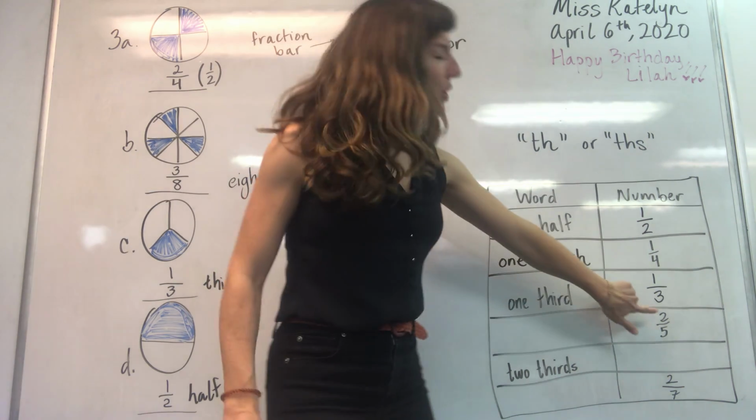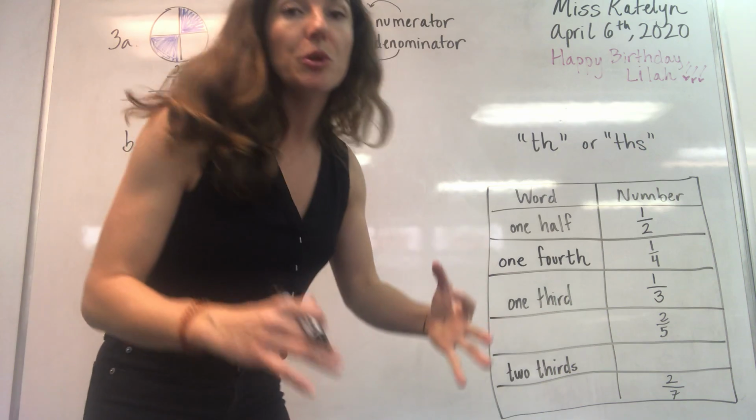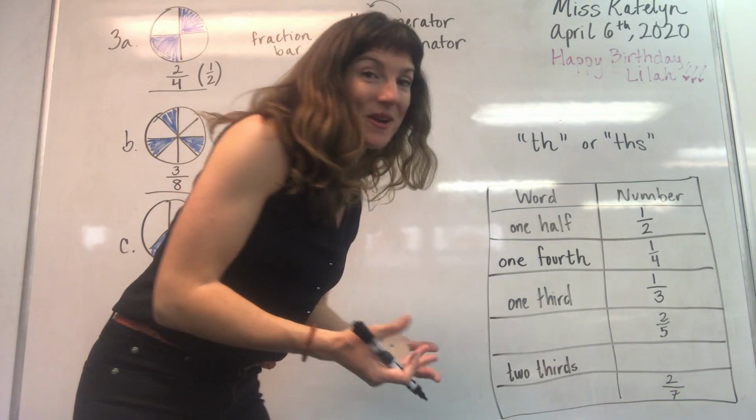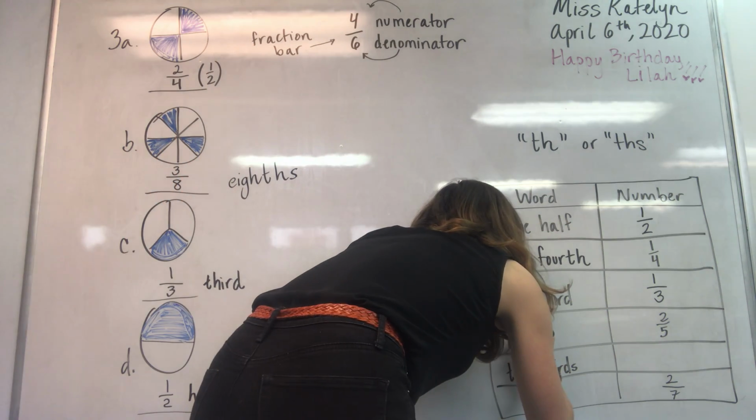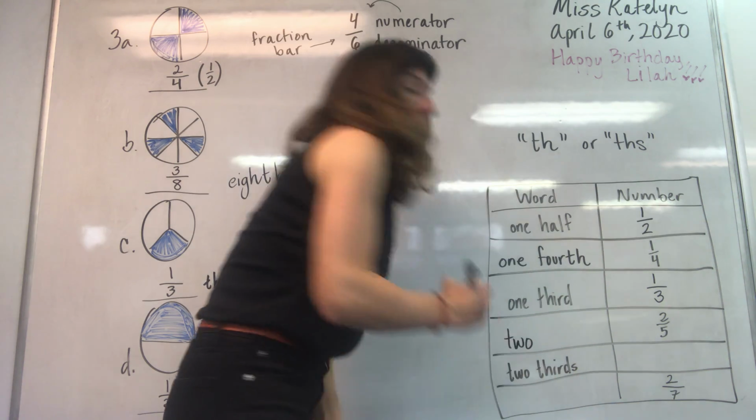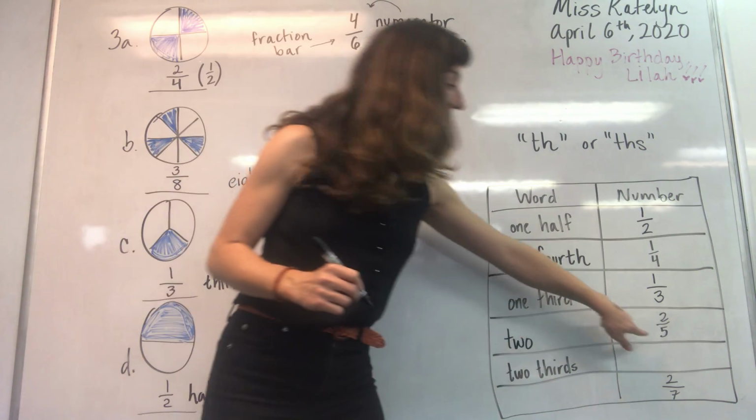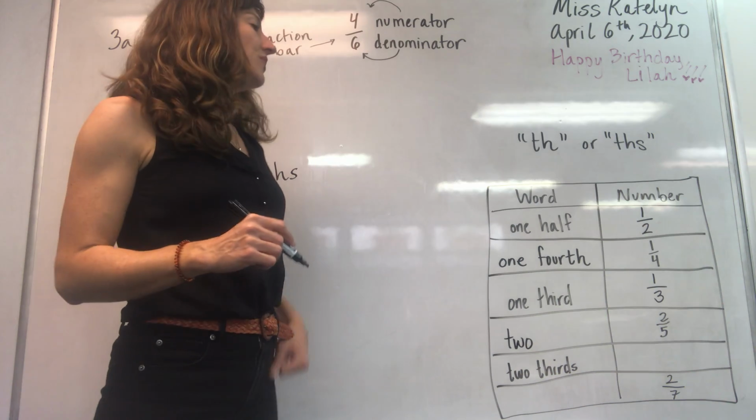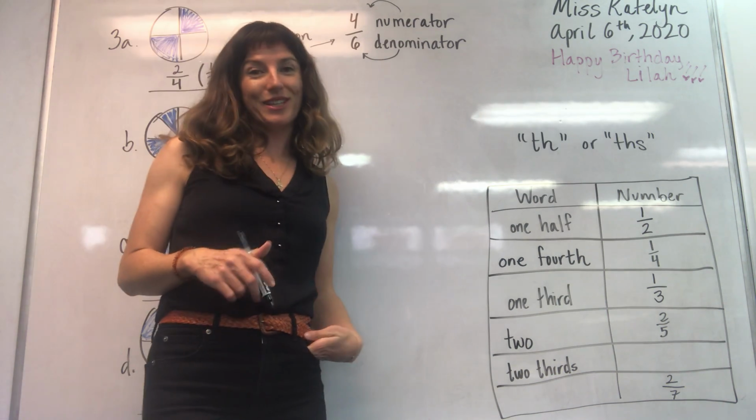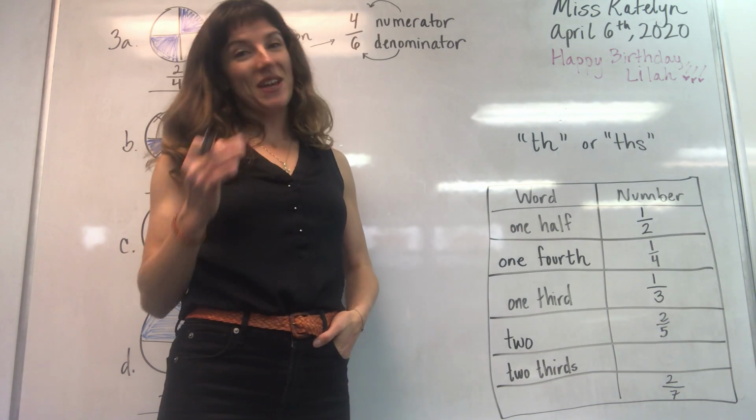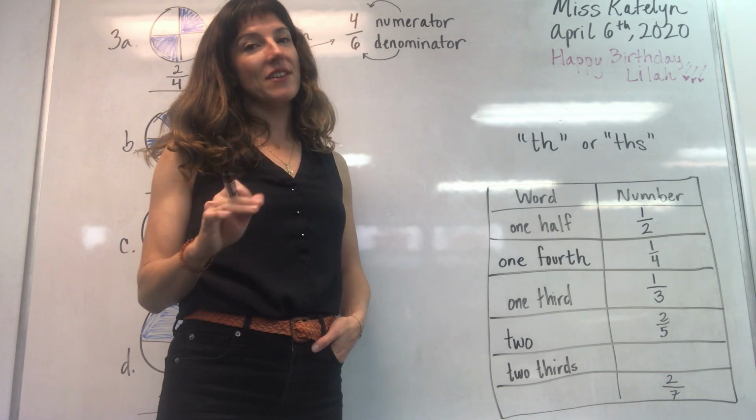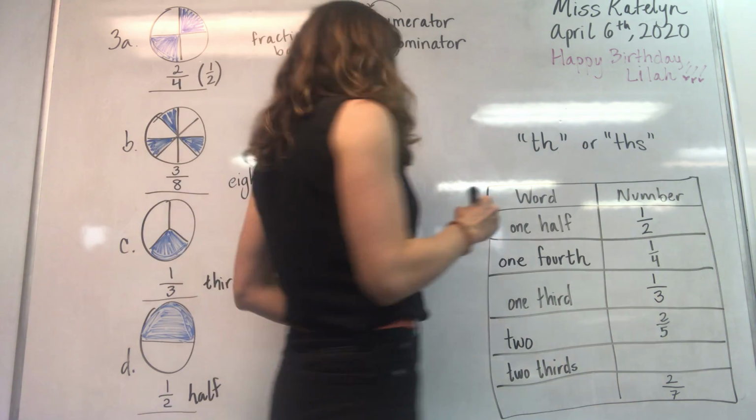Okay, 2. 2 is our numerator. That is the word we're going to write first. T-W-O. And then 5. Ooh, fifth. 5 is another special one that you have to memorize. Fifth. It's not F-I-V-E-TH, it's F-I-F-T-H. Okay?